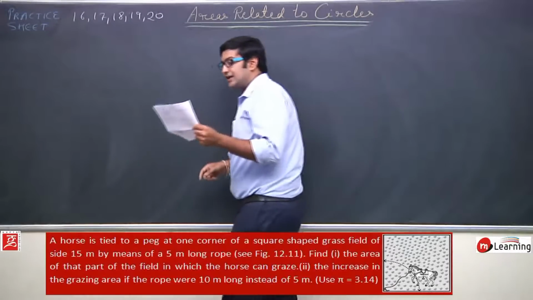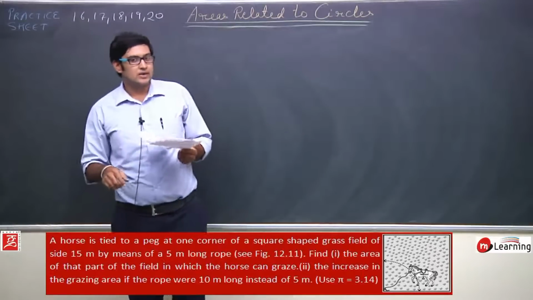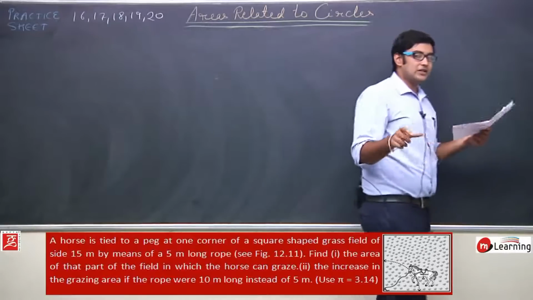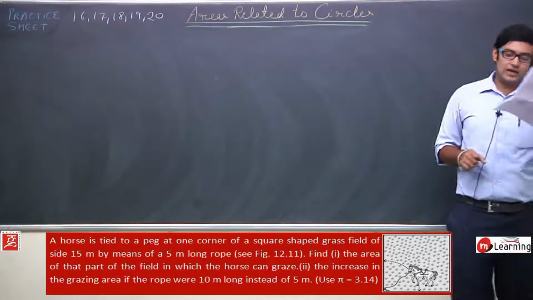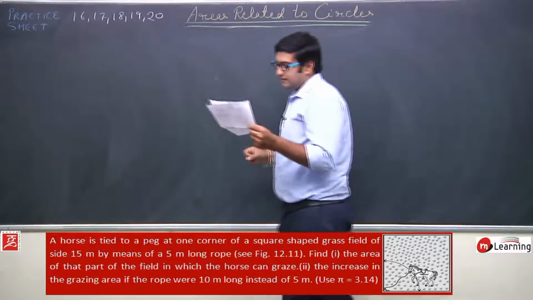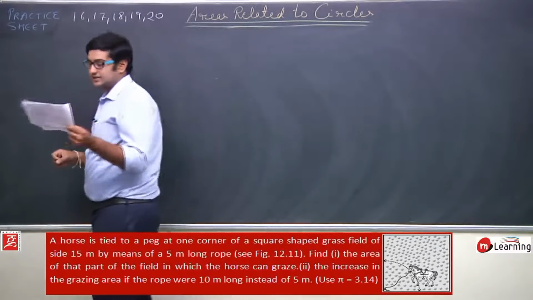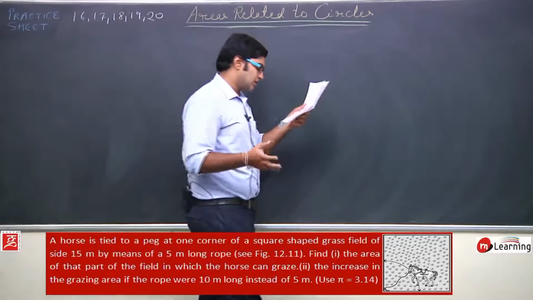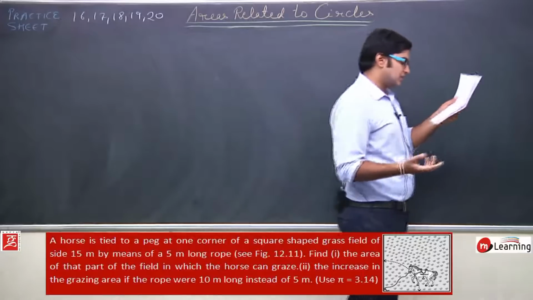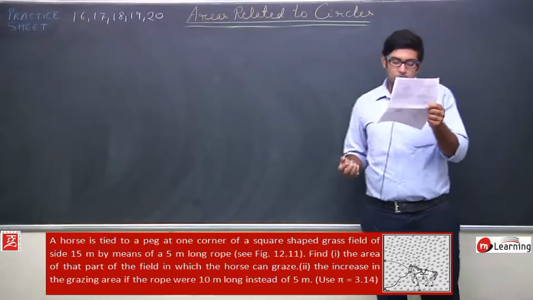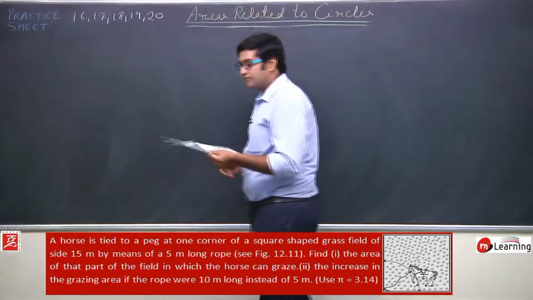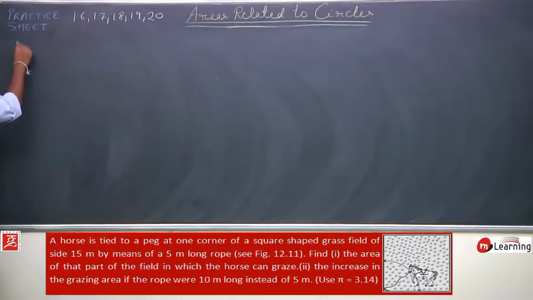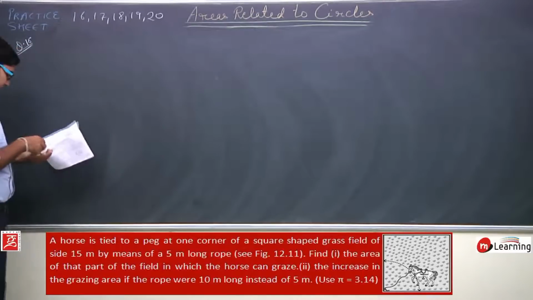A horse is tied at one of the corners with a rope of 5-meter length. We need to calculate the area of that part of the field in which the horse can graze. And second, the increase in the grazing area if the rope were 10 meter long instead of 5 meter long. Okay, so for question number 16, let us first draw the diagram.